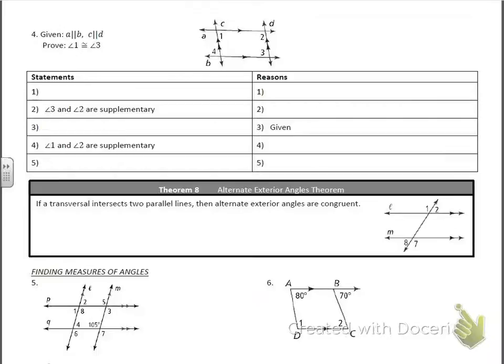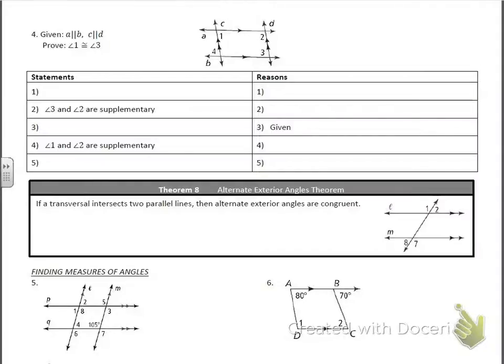I want you to prove that angle 1 is congruent to angle 3. These kinds of problems are tricky because we have two sets of parallel lines and two transversals. The transversals will not always be parallel. So it's going to be a little tricky. One thing I want to point out to you guys, notice how number 3, the reason is that it's given. So that means we're going to do just this first part first, and then we'll pull the second part in later. You see what I'm saying?